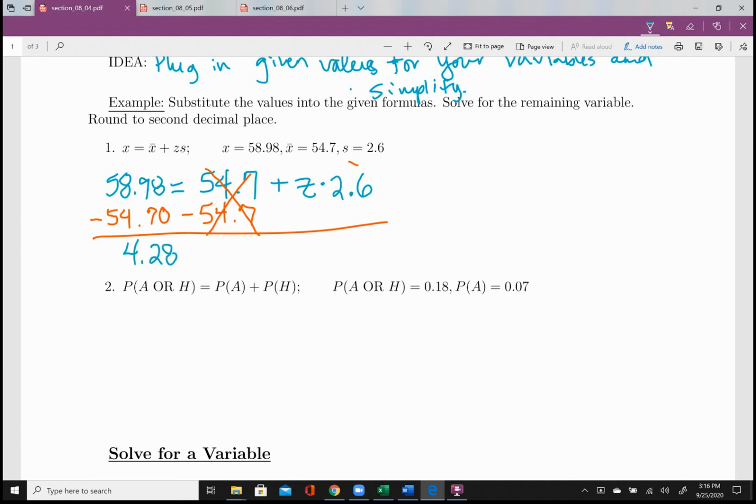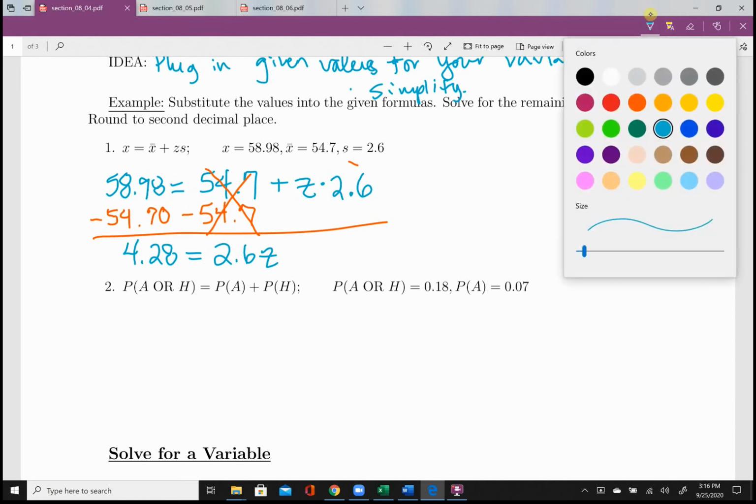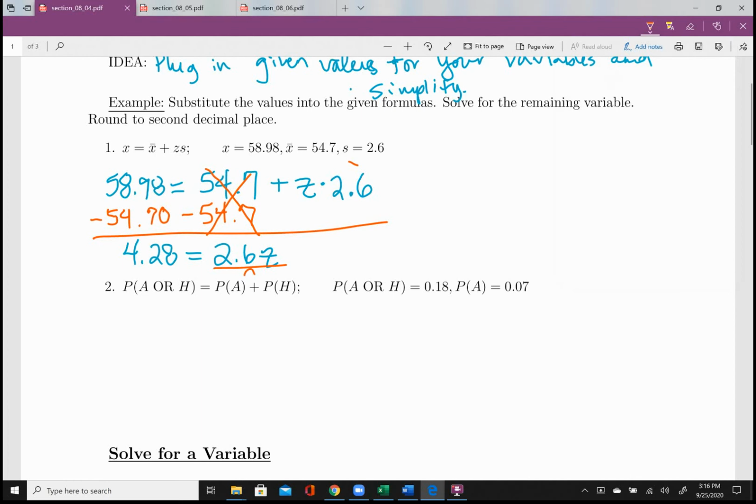And now that is equal to, you can call this 2.6z if you want to, or you can keep it as z times 2.6 if you're really into that sort of thing. All right, so next we should divide both sides by that 2.6 value. I will recognize that this is going to cancel right here, there and there, and I will be left with z in the next step.